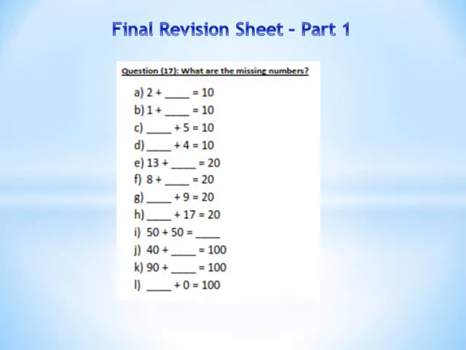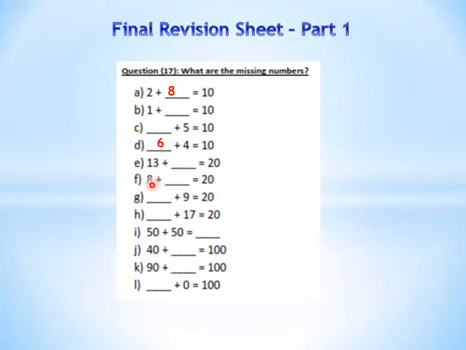I will put 2 in my mind and count on my fingers until I reach 10. After 2, 3, 4, 5, 6, 7, 8, 9, 10. How many fingers? 8. So the answer here is 8. Number D. A number plus 4 gives me 10. The same way, I will put 4 in my mind and count until I reach 10. After 4, 5, 6, 7, 8, 9, 10. How many fingers? 6, yes.